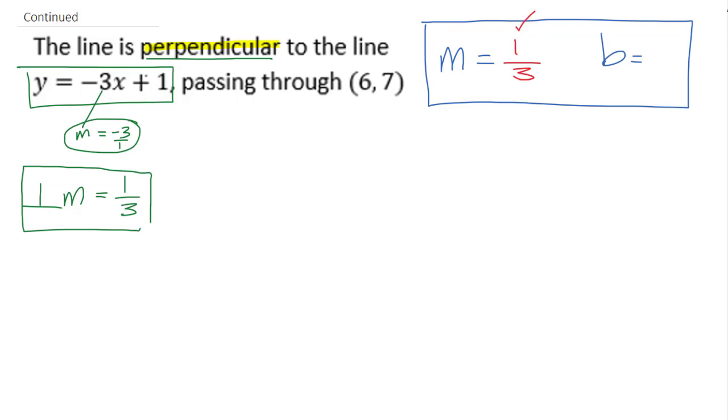So we are now done with this line. We don't care anything else about this line. We just knew that our line was perpendicular to it and we could steal its slope. So don't worry about that line anymore.